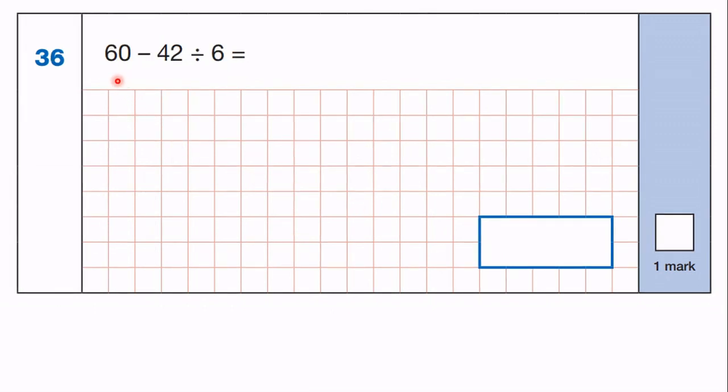Question 36. 60 minus 42 divided by 6. So here we have mixed operations, so it's really important that we remember the order of operations. We always deal with brackets first, and then we do multiplication and division before we do addition and subtraction. The way I remember this is that addition and subtraction are easy, and we leave the easy stuff to the end. So here we need to do the division first. 42 divided by 6 is 7, so we can rewrite our question as 60 minus 7, which is 53.